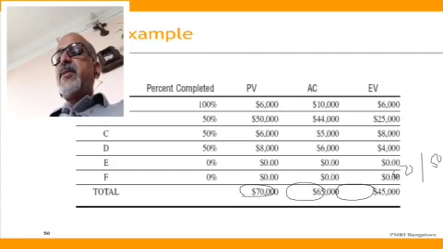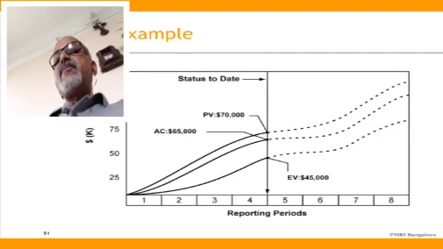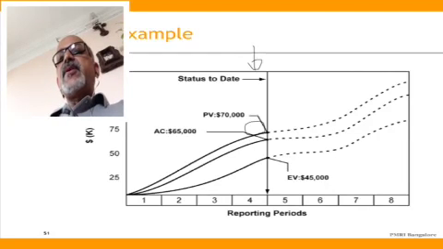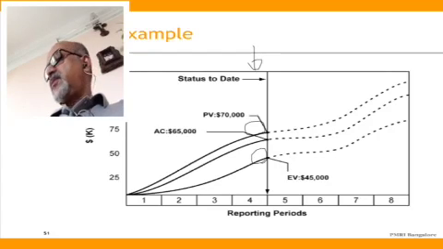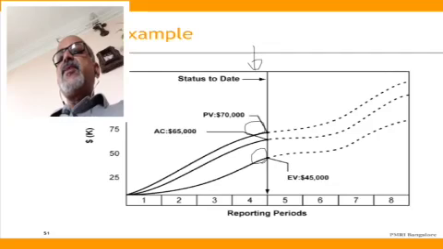So the same thing, if you plot it in the form of a graph, what it says is, as on the review date, I am supposed to complete work worth 70,000. That is the plan value, and I have completed work worth 45,000. That is the earn value. And for completing that 45,000 worth of work, I incurred an actual cost of 65,000.